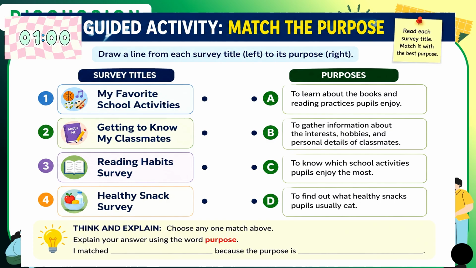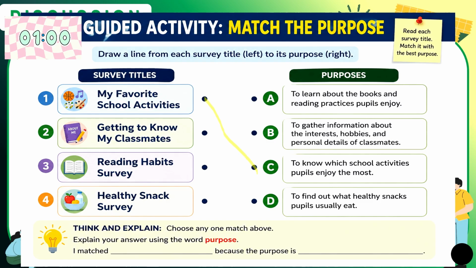Okay, time is up. So let us now answer question number 1. What do you think is the answer? Okay, question number 1 is letter C, My Favorite School Activity. The purpose of that is to know which school activities pupils enjoy the most. The title talks about the pupils' favorite school activities, so the purpose of the survey is to discover which activities they enjoy the most. The answers can help the teachers plan activities that interest the pupils.